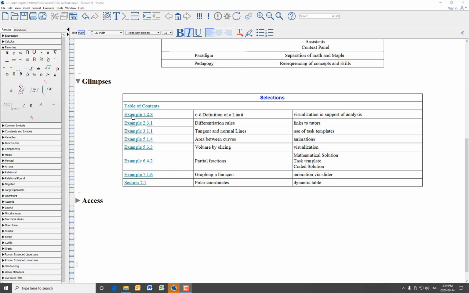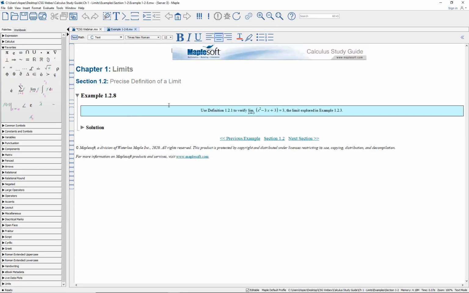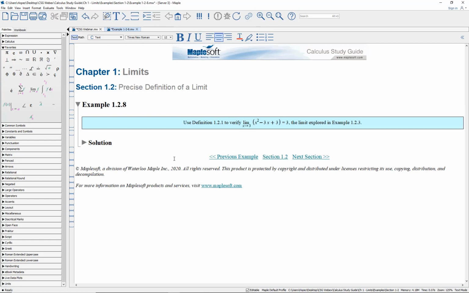So let's take a look at what Maple has to offer here with regard to making this subject a bit more transparent. And I'm going to just take the limit of this quadratic as x goes to 3. The limit turns out to be 3. Let's see what Maple's got to say about this.